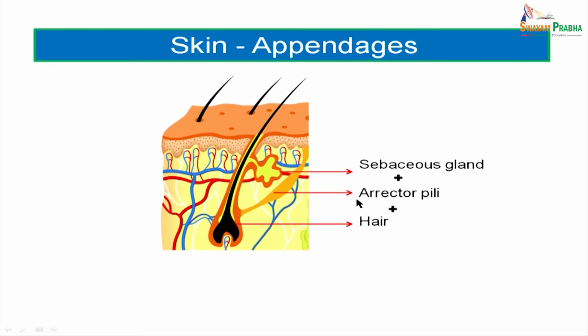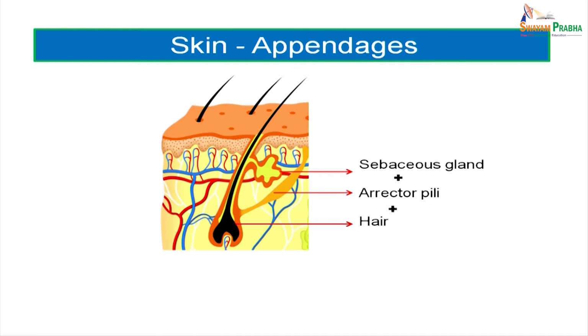Next, we have the erector pili muscle. This erector pili muscle is always in relation to the pili, that is the hair, and like the name suggests, it is erector. So, it makes the hair follicle stand erect. It is attached to the base of the hair follicle and the other end is attached to the lower part of the dermis. So, when it contracts, it makes the hair shaft stand erect. So, it plays a very important role in thermoregulation and heat control.